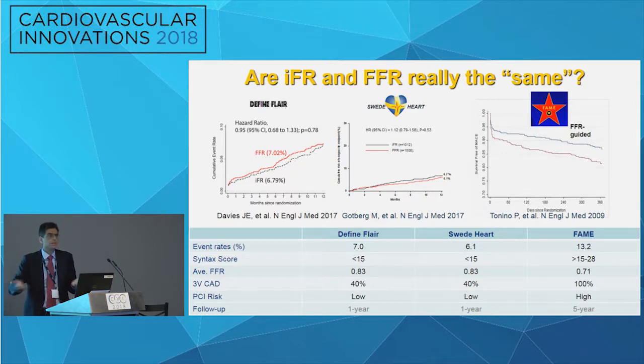I mean, multivessel disease, and you did FFR to decide who to treat or not, versus the other one, where it was intermediate lesions, not necessarily the extent of disease that you had in the FAME trial. So the event rate was 13% versus 6 to 7% in DEFINE-FLAIR.